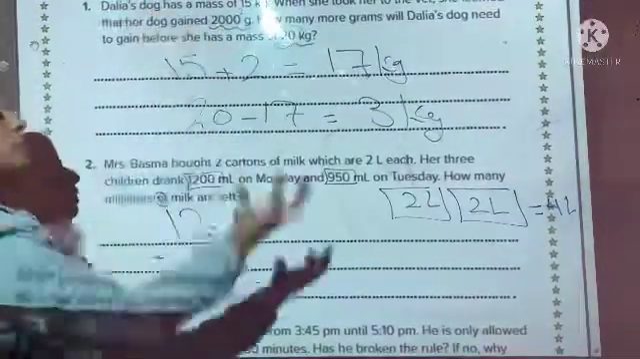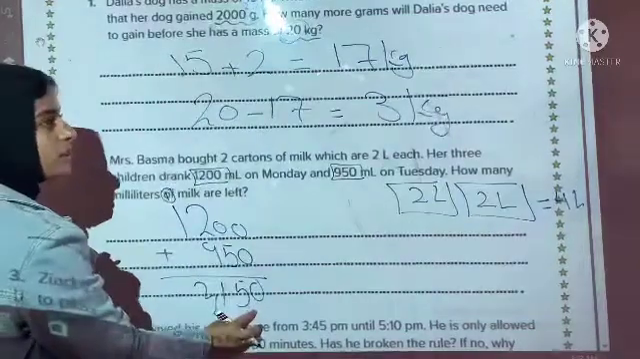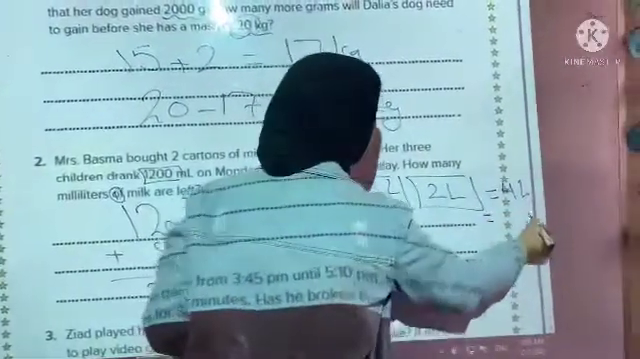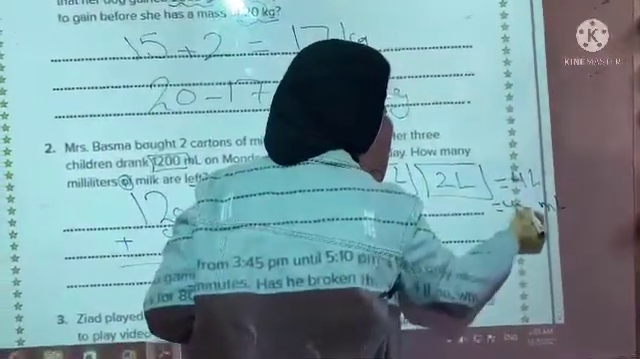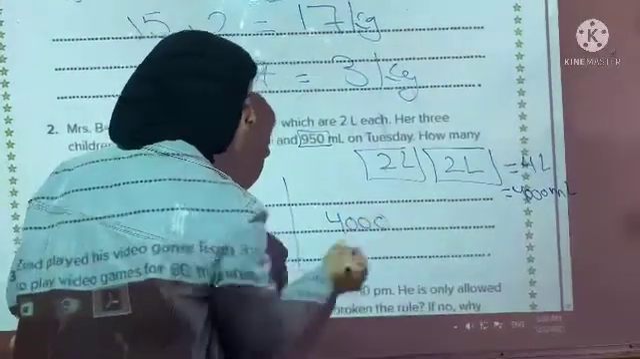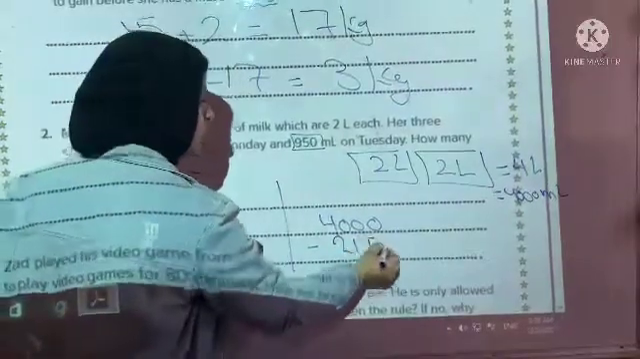And I want to know how many left. She has in total 4 liters. She used 2,150 milliliters. So what is the left? That means I'm gonna make it minus. 4 liters equal how many milliliters? Equal 4,000. That means I'm gonna make it 4,000 minus 2,150.